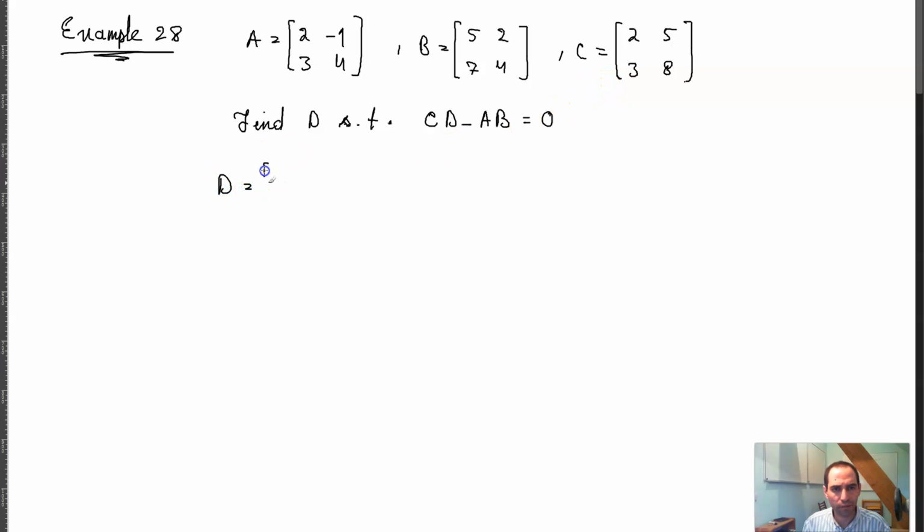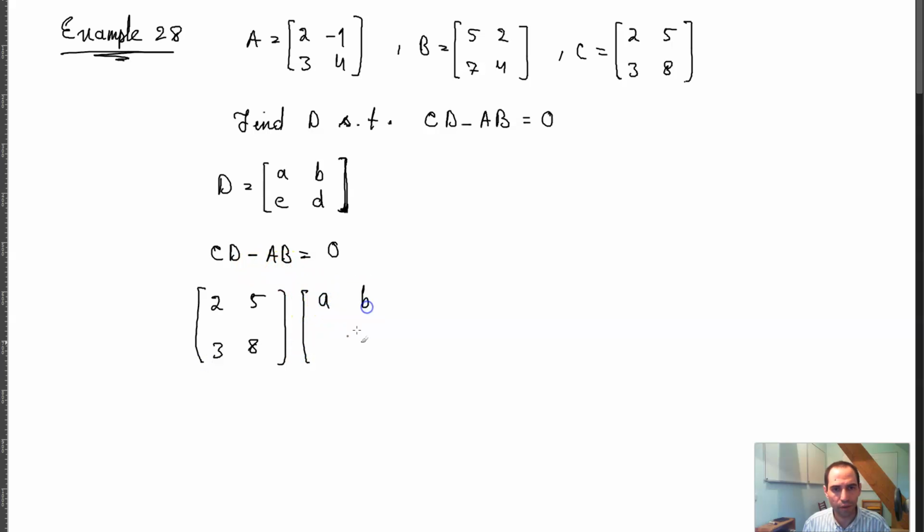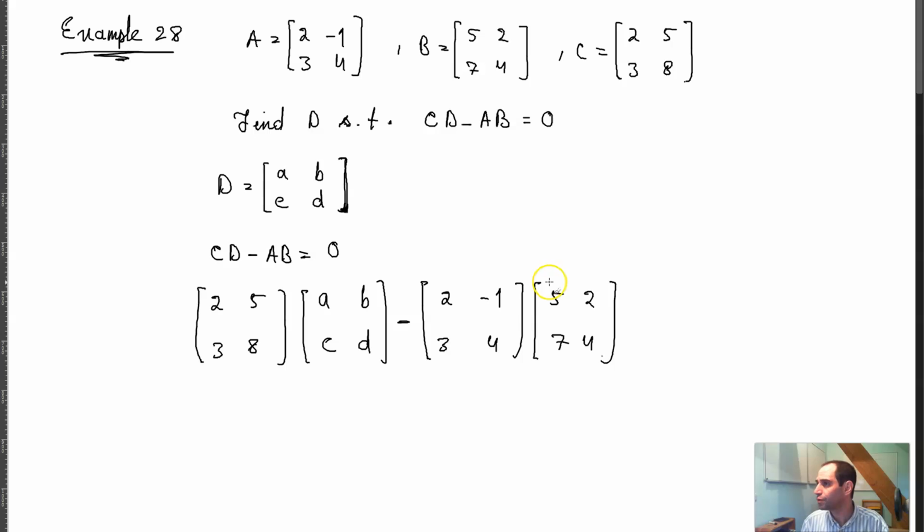Let's define D as, for example, ABCD. And if that is the case, then we have CD minus AB equal to 0, meaning that C, which is 2, 5, 3, 8, times D, which is ABCD, is equal to minus A times B, which is 2, -1, 3, 4 times B, which is 5, 2, 7, 4, equal to 0, 0, 0, 0.